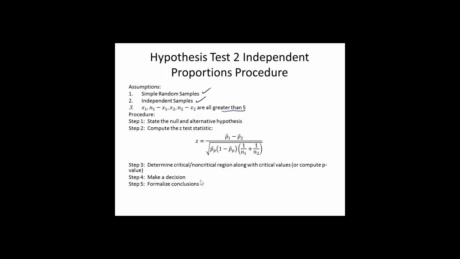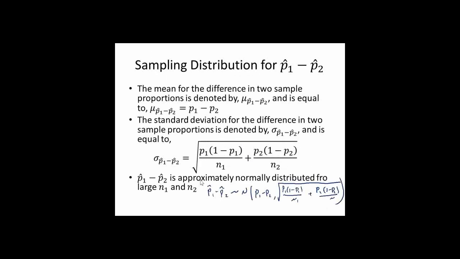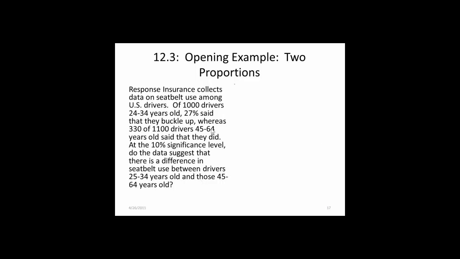So let's go back to our opening example. Over here, and notice that we do have 2 independent populations. Notice that we have a group of 24 to 34-year-olds, and we also have a group of 45 to 64-year-olds. Clearly nobody's going to be in both, not one person will be in both of those age ranges, so we have 2 independent populations. So let's come up over here and just write down some sample information.